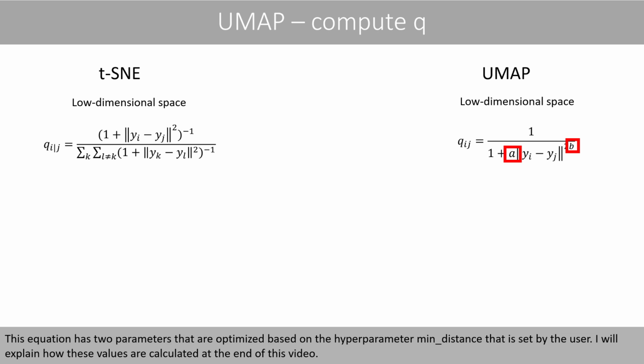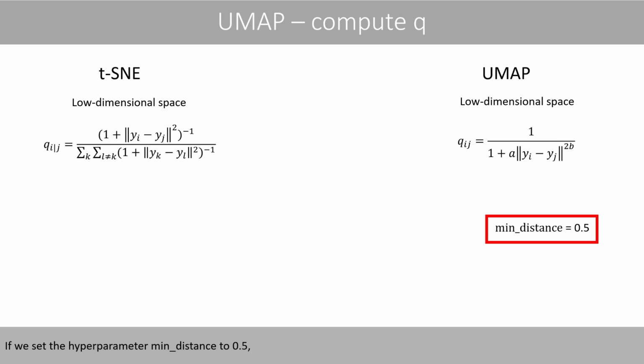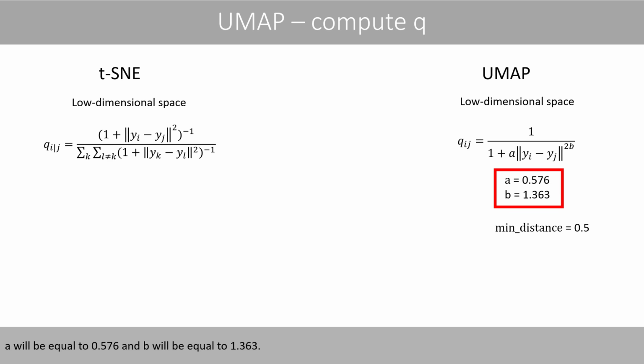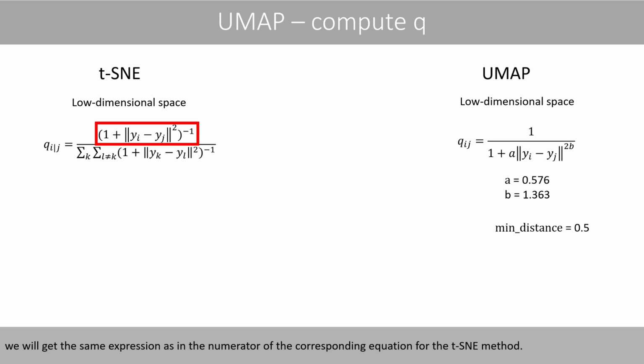I will explain how these values are calculated at the end of this video. If you set the hyperparameter mean distance to 0.5, A will be equal to 0.576 and B will be equal to 1.363. If A and B are set to 1, we'll get the same expression as in the numerator of the corresponding equation for the t-SNE method.